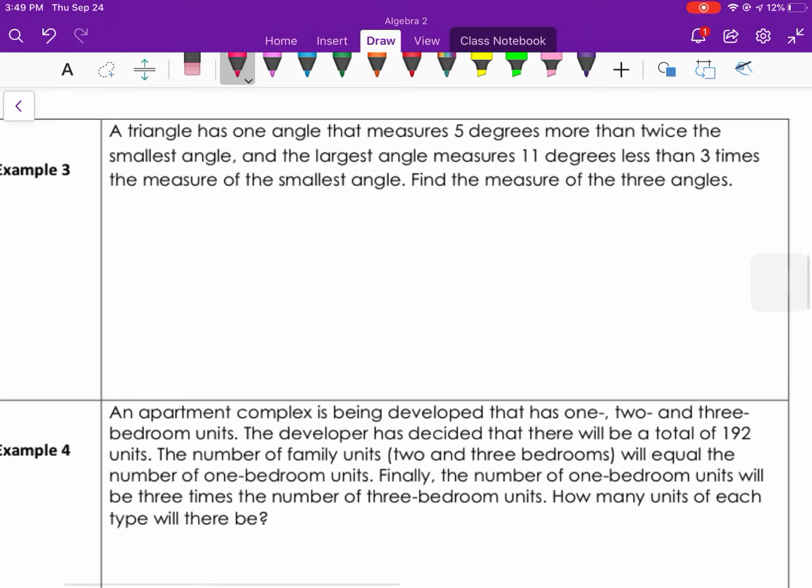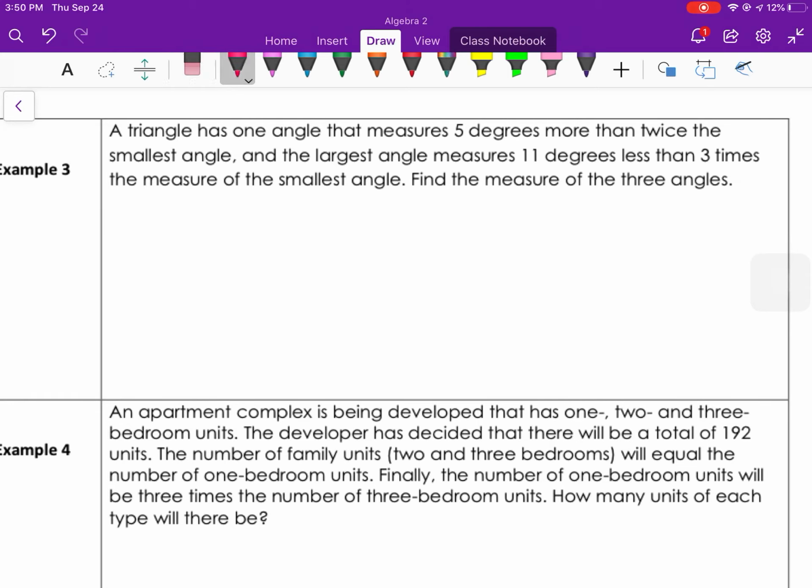Here's a fun one I found, a little geometry for you. A triangle has one angle that measures 5 degrees more than twice the smallest angle, and the largest angle measures 11 degrees less than 3 times the measure of the smallest angle. Find the measure of the 3 angles. So they gave us the smallest angle and the largest angle, so there must be a middle angle in there somewhere, because the triangle has 3 angles.